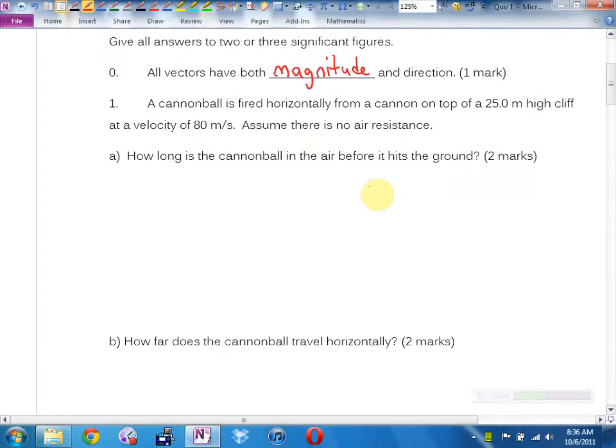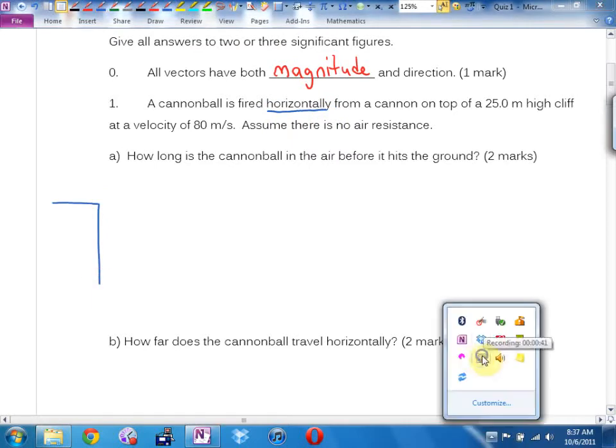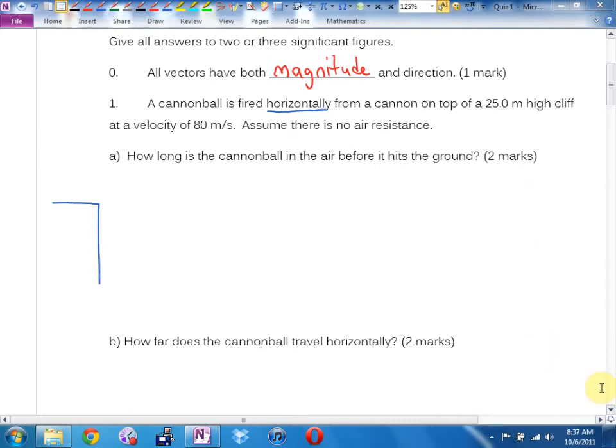All right. Cannon is fired horizontally. In my mind, I would emphasize the word horizontally. I'd say to myself, I'm going to draw a little picture. Sorry about the interruption. So it's fired horizontally, with a velocity of 80 meters per second, and a 25-meter high cliff.